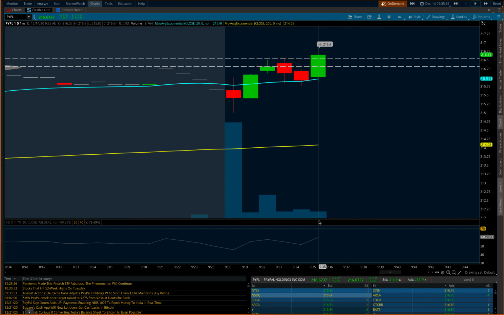The volume's a little light, but you have to keep in mind this candle has just opened. This candle just opened, and it already has a good amount of volume. It's only been 16 seconds into this candle. Still 45 seconds to go. Now just broke it. This would be our entry point.